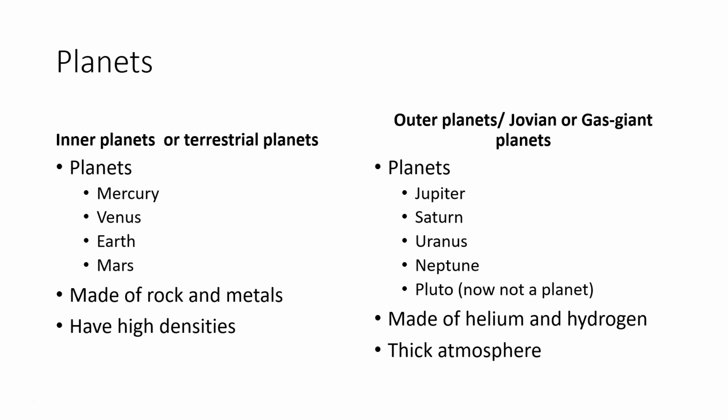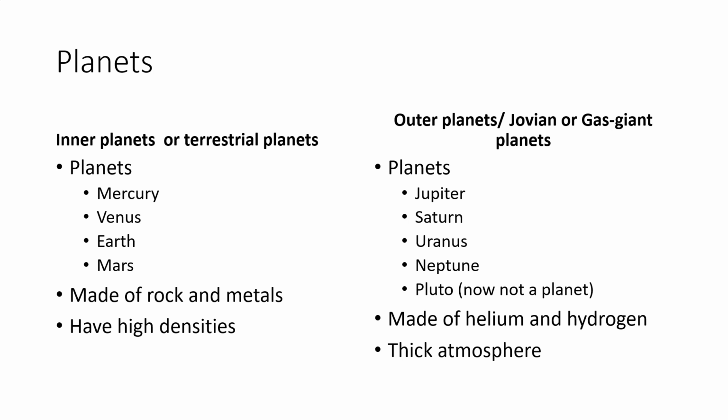Now, in terms of the planets, we group them into 2 categories. The inner planets, known as Mercury, Venus, Earth, and Mars, are known as inner planets because they lie between the sun and the belt of the asteroids. The other 5 or 4 planets are called the outer planets.